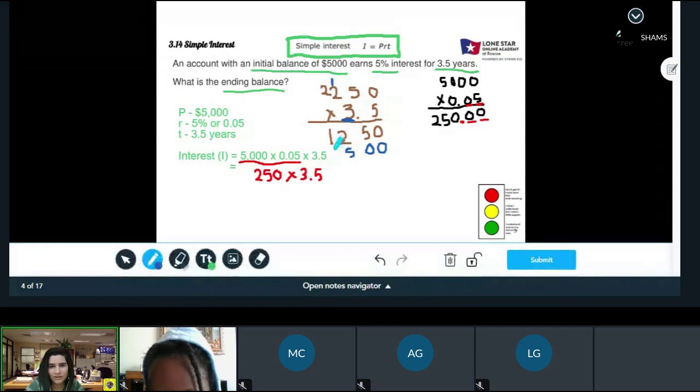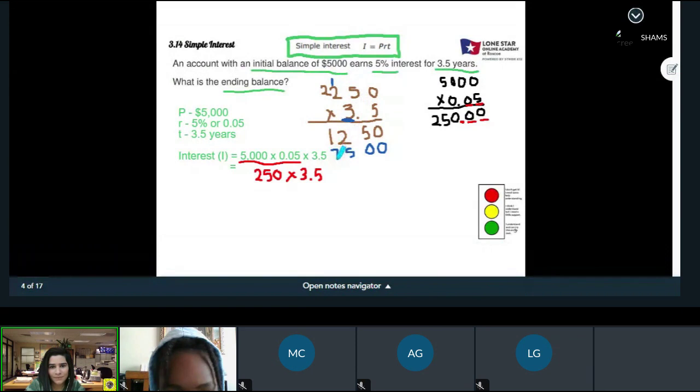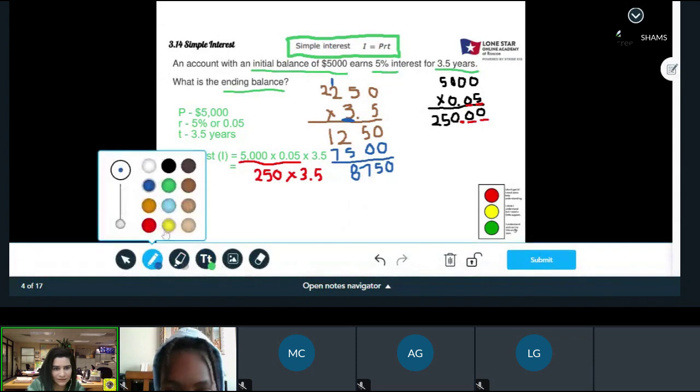3 times 2 is 6, plus 1 is 7. And when I add them, I get 0, 5, 7, and 8. And I have to decide on the decimal. Where will my decimal go? Let's see.